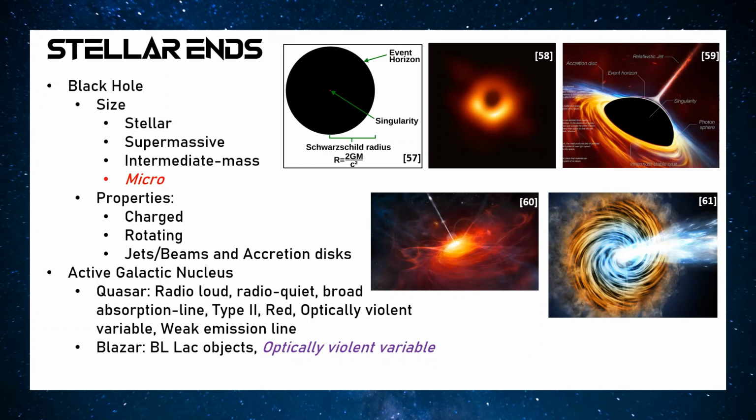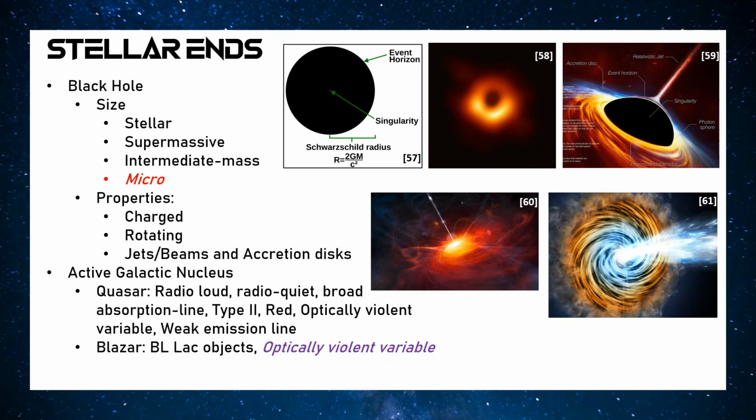So by size, there's our stellar black holes. These are just collapses of massive stars. You can kind of see here the schematic. We have the event horizon, so if anything passes into that, it won't escape. There's a singularity at the middle, where the laws of physics sort of break down, and how to tell whether you're in an event horizon or not is called the Schwarzschild radius.